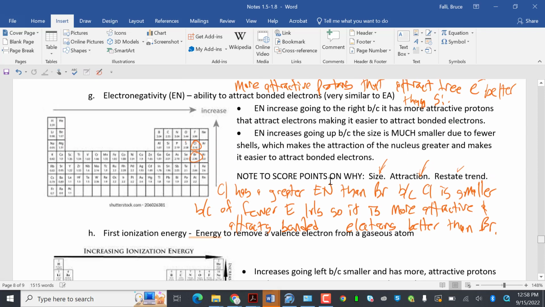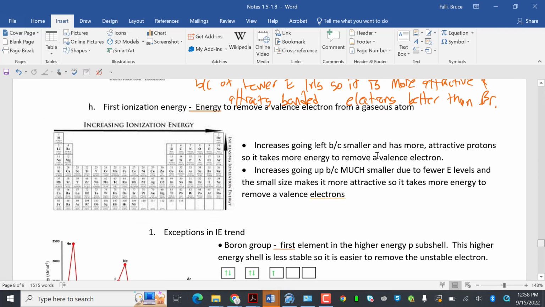So as you go, it says increases going left. Did that one say going left? Oh, I just wrote the wrong thing. Increases going right because it's smaller. As you go to the right, it gets smaller. Has more attractive protons, so it takes more energy to remove a valence electron. It increases as you go up because it's much smaller due to fewer energy levels, and the size makes it more attractive, so it takes more energy to remove a valence electron. Singular. Okay? Simple.